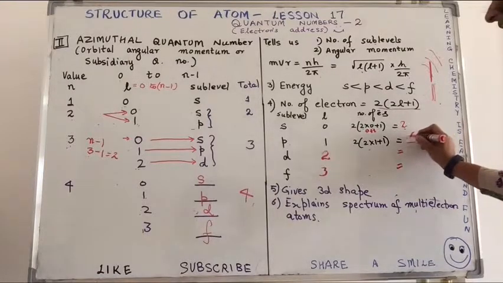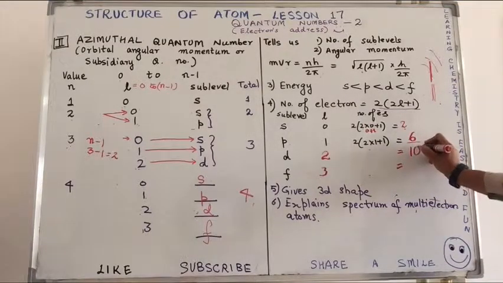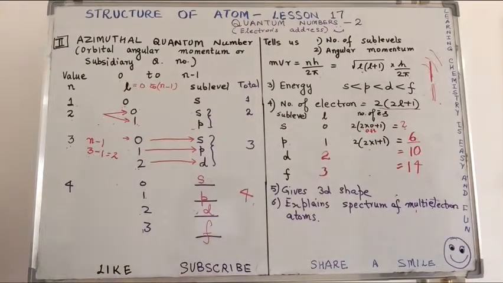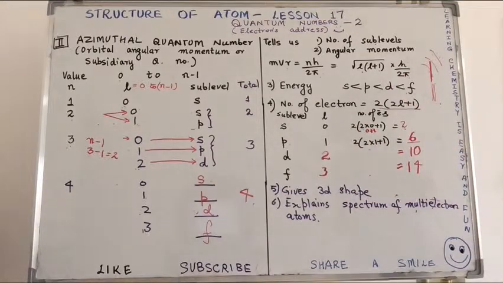Yes, P has a maximum capacity of 6. D has a maximum capacity of 10. F has a maximum capacity of 14 electrons. So S has 2, P has 6, D has 10, F has 14. These sublevels are used to define the 3D shape, the spatial arrangement or the spatial distribution of the electron in an atom.